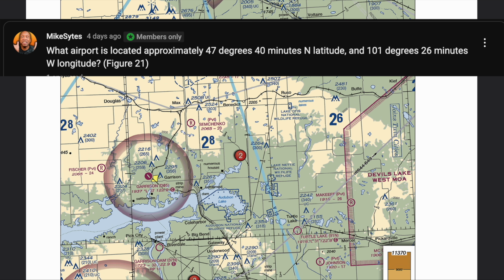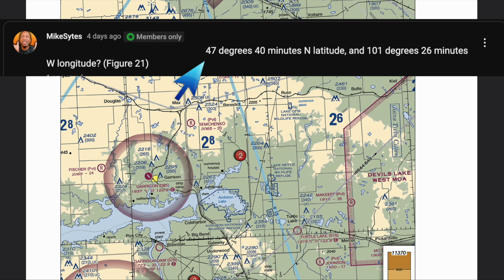So here we go. Let me break this down for you so you know exactly what this question means. First, they're asking you to locate or find an airport. Now, this is a no-brainer because there's only a few airports on here, so you're going to have a 1 in 3 chance of getting this question right anyway, even if you didn't know how to find these coordinates. But the point is that you really need to know about these coordinates, because suppose that they left out of the question what airport is located approximately. Then you would only have 47 degrees 40 minutes north latitude and 101 degrees 26 minutes west longitude.